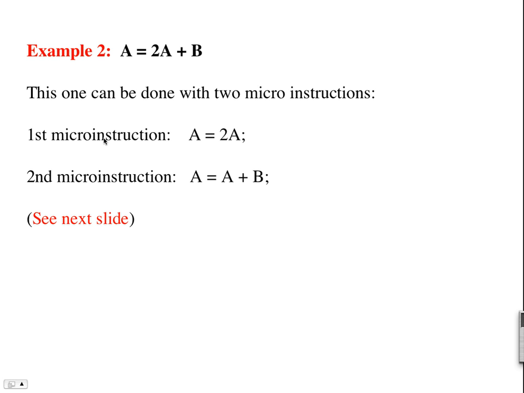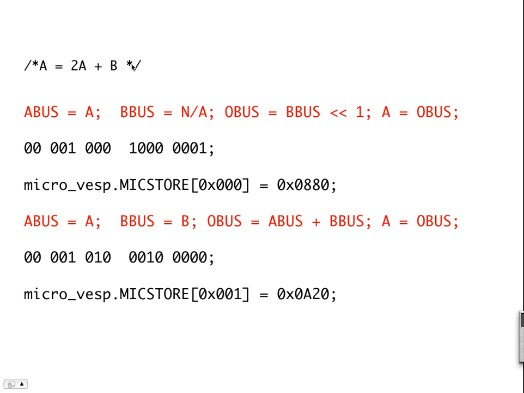In the next example, I will simply do the following operation, that is, A equals A plus B. We can do this with 2 microinstructions. First we do A equals 2A, and then do A equals A plus B. Now, 2A is easy to do, which is simply a shift of A by 1 bit to the left. And then after that, of course, addition is just as easy. So we have 2A plus B, and A is equal to A.